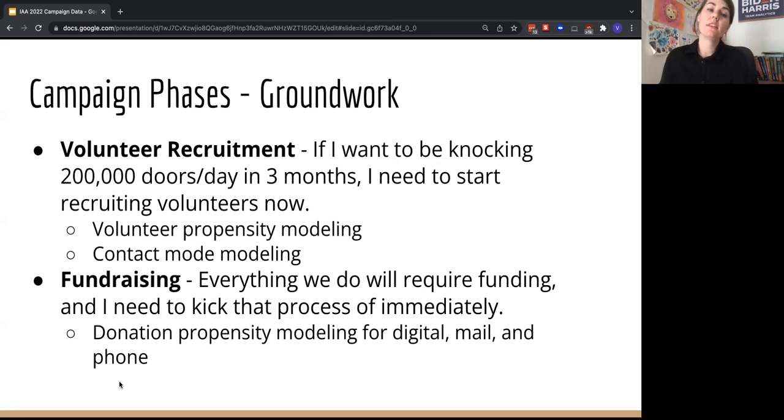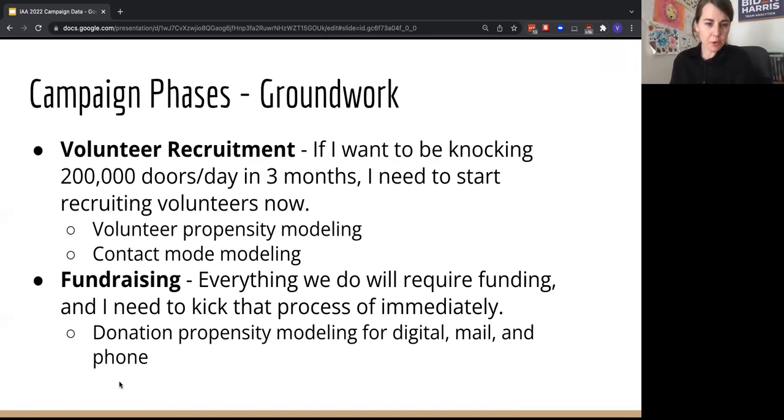The second part on this and on everything that we do, and we'll talk about this a little bit more later too, is contact mode modeling. So once you've decided that there is a tremendous probability that if you reach out to Viola Glenn, she will say, yes, I would like to volunteer with your campaign, there's a whole separate set of optimization questions about how should you get in touch with Viola Glenn? Should you knock on her door? Should you call her on the phone? Should you send her a text message? And being able to predict and optimize those things is also really helpful for a lot of the work that we do.